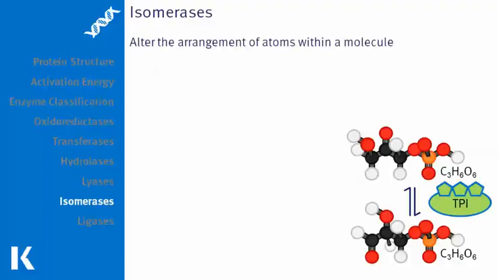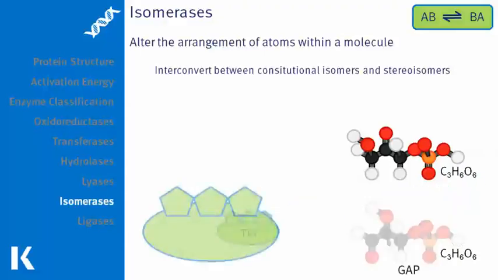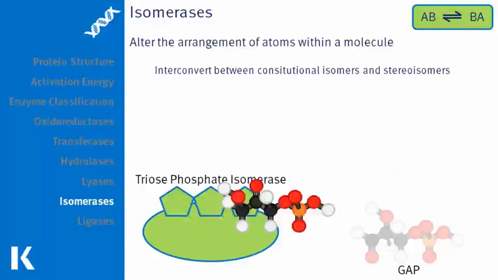When we switch around the atomic arrangement of a molecule, we're flipping between constitutional isomers and stereoisomers. You may recognize these terms from organic chemistry, and we go more in depth on this topic in your organic chemistry resources. Back to our two molecules, DHAP and GAP. TPI stands for triose phosphate isomerase, and its substrate is DHAP.